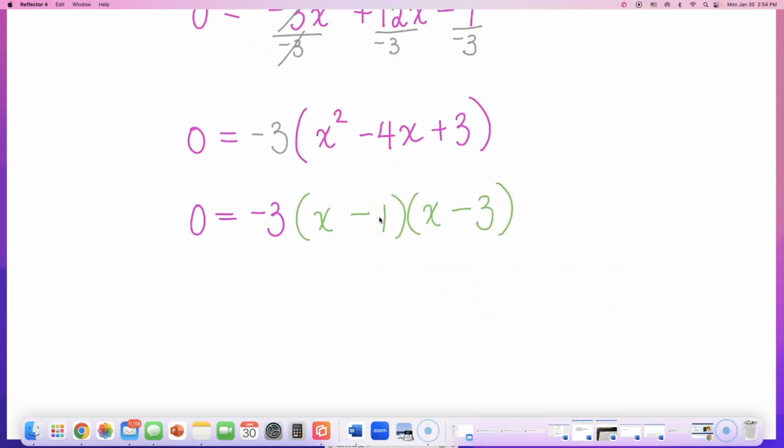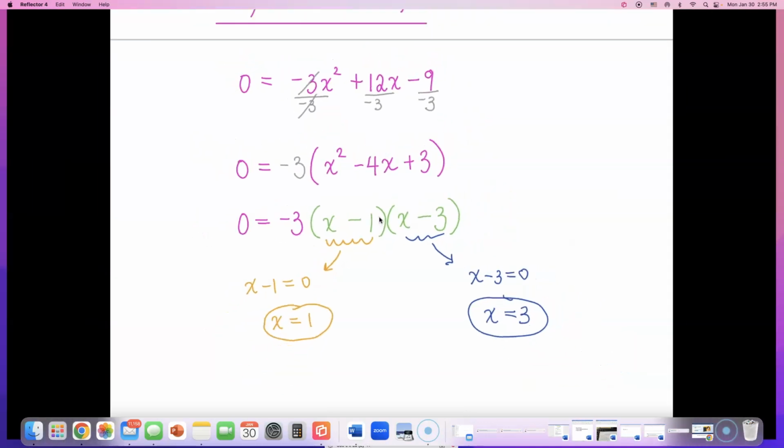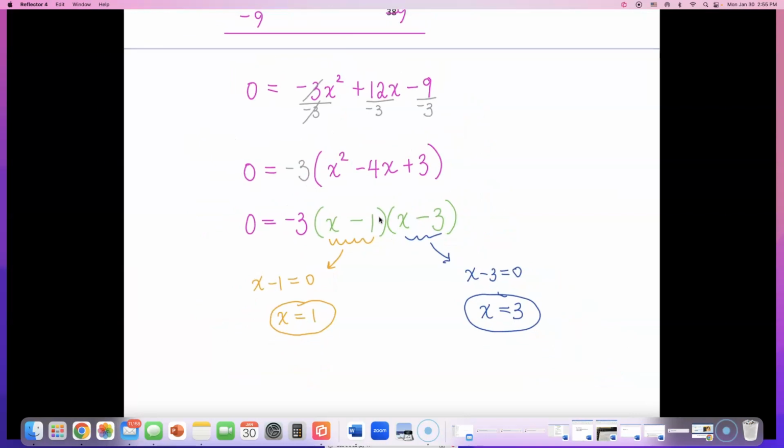Now, let's solve for our answer. When will x minus 1 be equal to 0? And when will x minus 3 be equal to 0? Well, one of the answers is when x is equal to 3. The other answer over here is when x is equal to positive 1, right? So at x equals 1 and x equals 3, the slope of the tangent line to this curve will be 9, okay?